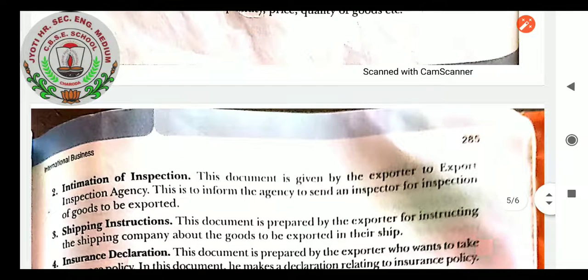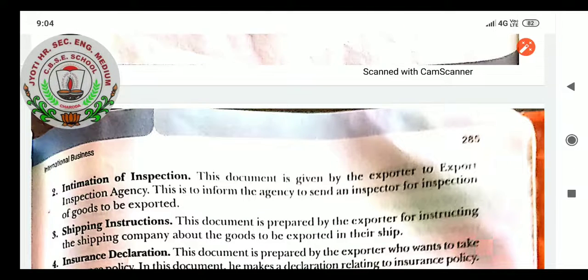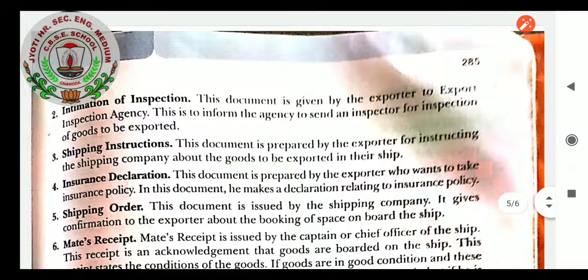Intimation of inspection. This document is given by the exporter to the Export Inspection Agency. This is to inform the agency to send an inspector for inspection of the goods to be exported. Next is shipping instructions. This document is prepared by the exporter for instructing the shipping company about the goods to be exported in their ship. Insurance declaration.